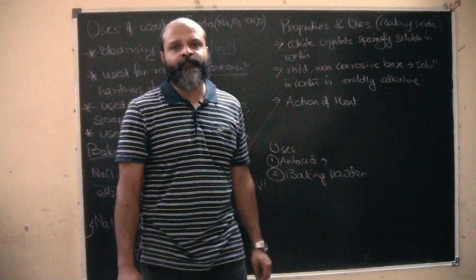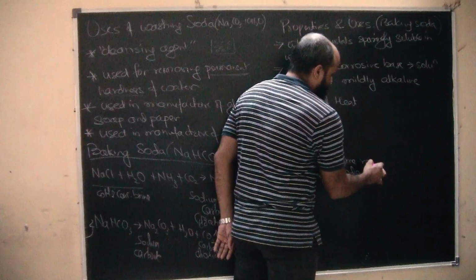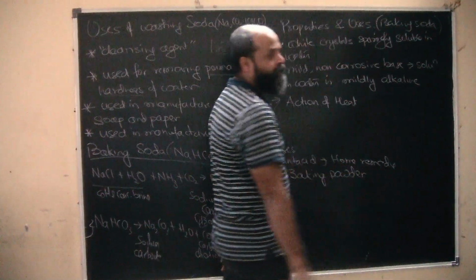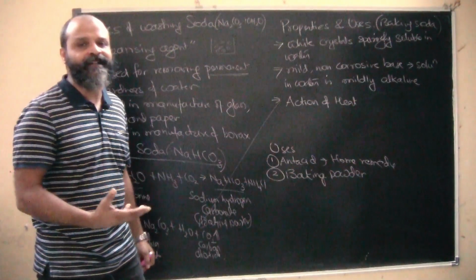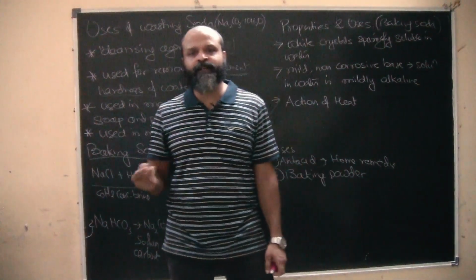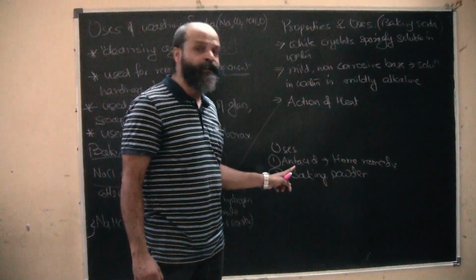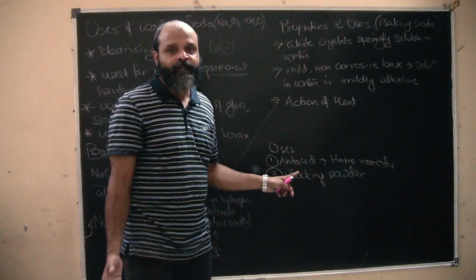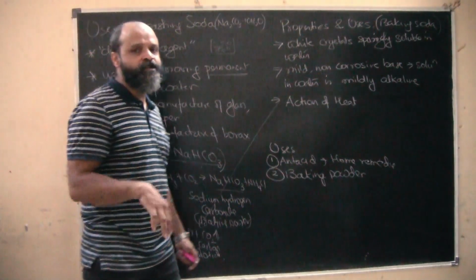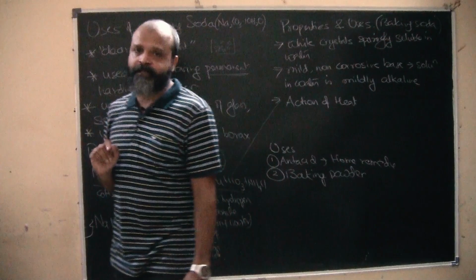Antacid is a home remedy. Home remedy means if somebody is suffering from acidity and there is baking soda available at home, we can consume it by dissolving it in water. This is going to neutralize the excess acid that is formed, and since it is a mild base, it is not going to have a very strong corrosive effect on the soft tissues of our stomach.